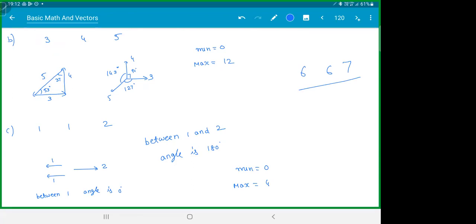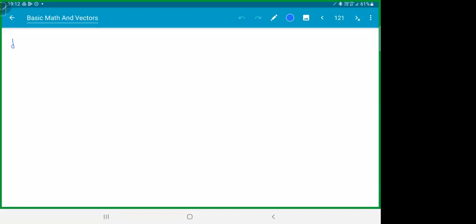Everyone, what is 6, 6, 7? It's an isosceles triangle, right? Can it form a triangle? Yes or no? 6 plus 6 is 12, greater than 7. Yes, it can form a triangle. So 7, 6, and 6. If this angle is theta, how to find this theta? Can anyone give an idea?